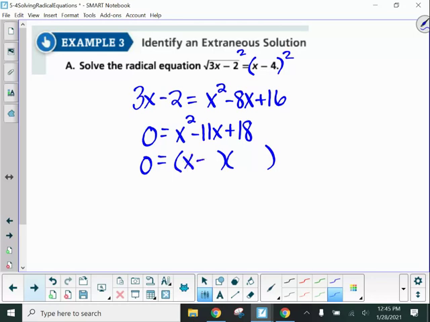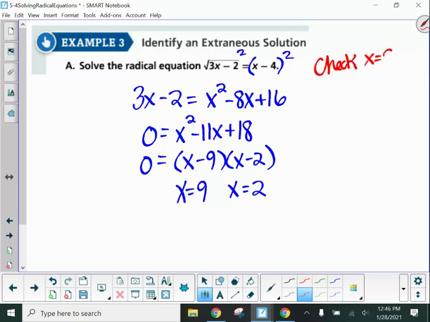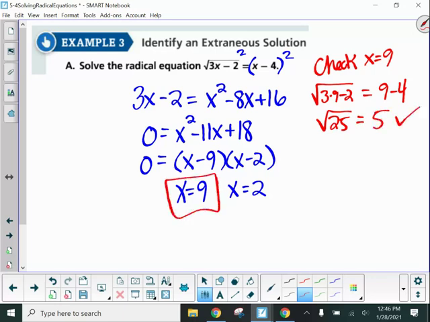So this is going to factor into x minus 9 times x minus 2, and I get 9 and 2 for my answers. Well, let's go back and check this. If I check x equals 9, I'm checking that the square root of 3 times 9 minus 2 is equal to 9 minus 4. Well, 3 times 9 minus 2 is 25. 9 minus 4 is 5, and the square root of 25 is in fact 5. So that does work out.